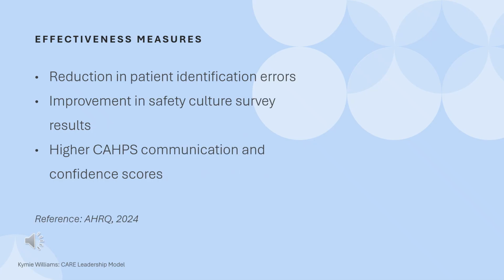Effectiveness measures evaluate whether the model is producing better patient and organizational outcomes. A reduction in patient identification errors is the most direct indicator of success. Safety culture survey results provide insight into whether employees perceive improvements in communication, teamwork, and leadership support for patient safety. CAHPS patient experience measures related to communication and confidence in care can help determine whether patients notice improvements in the accuracy and coordination of their care. Together, these measures provide a comprehensive assessment of the model's impact on patient safety and organizational culture.